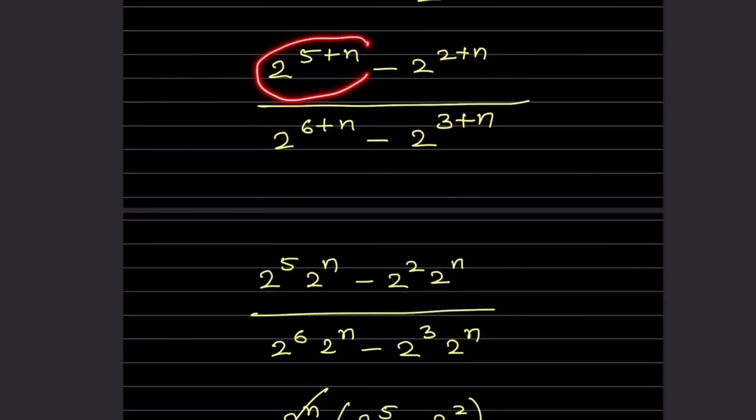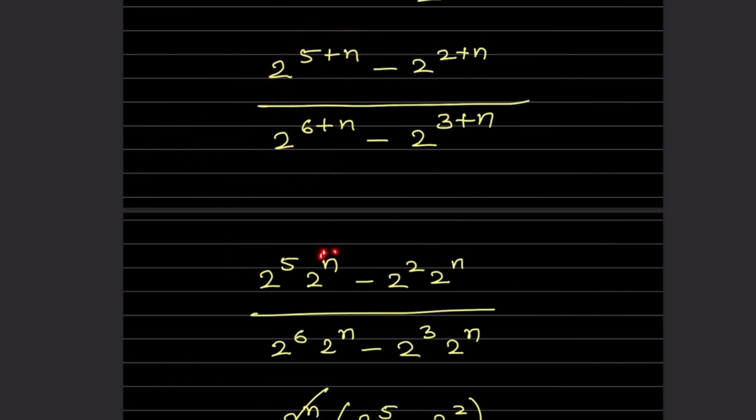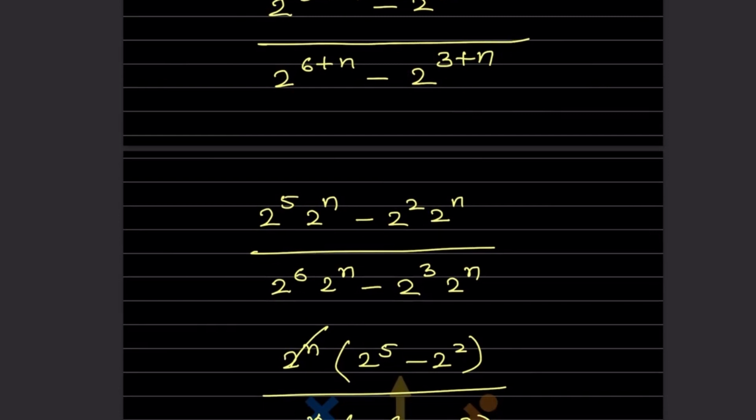Now this one, this is a raised to m plus n, but what is the original? That is a raised to m into a raised to n. So what are we going to do? We are going to change this into the form a raised to m into a raised to n. Again the same, this one we are going to change to a raised to m into a raised to n. So this into this into this one. Again this one same, we change it to a raised to m into a raised to n. Again this is the same. So why did we change that?